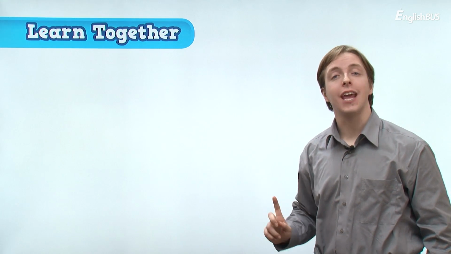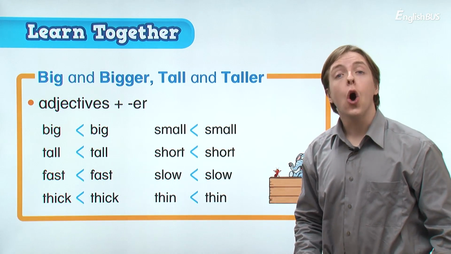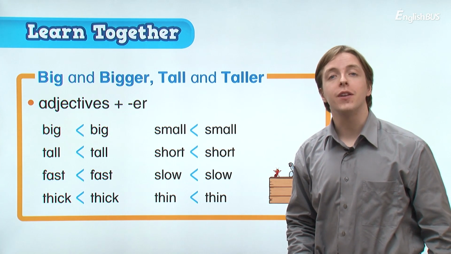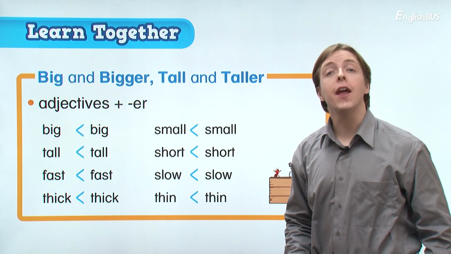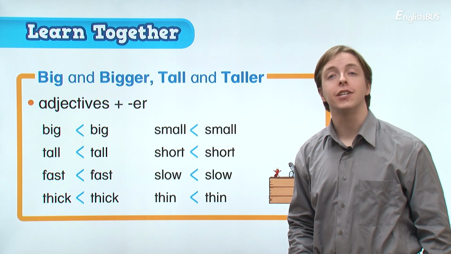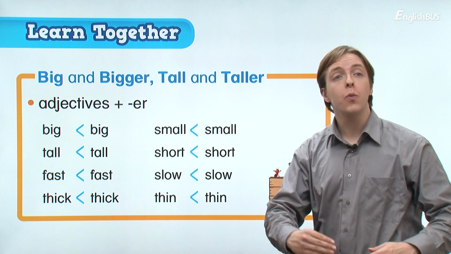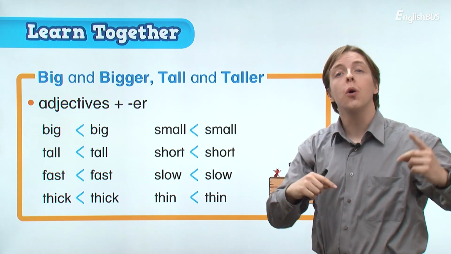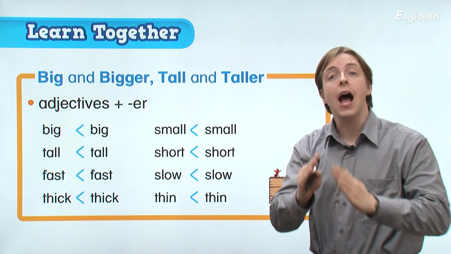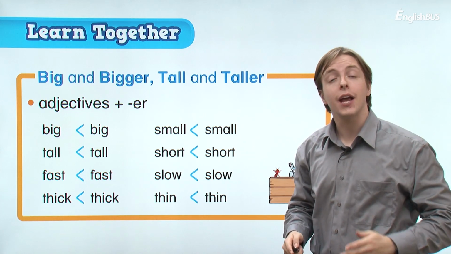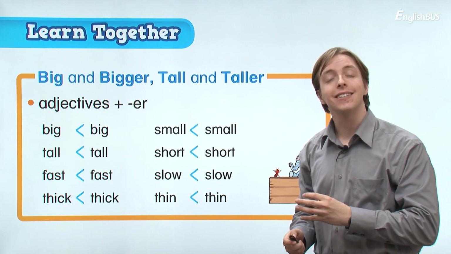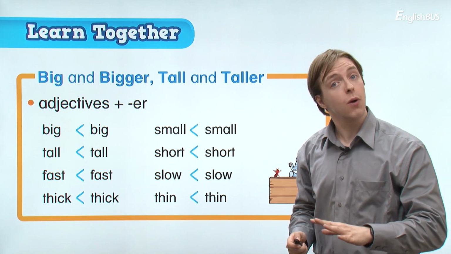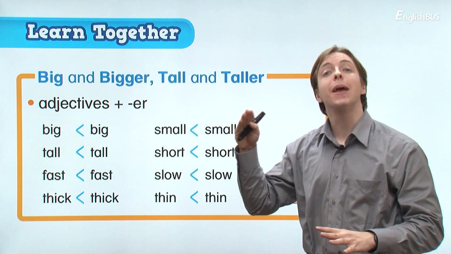Now let's turn the page and look at Learn Together. In this unit, all the adjectives that we have been using, smaller, bigger, taller, shorter, they are called comparative adjectives. We use them when we are comparing two or more different things, saying how they are different. Like with the elephant, which is bigger, an elephant or an ant? An ant is smaller. An elephant is bigger.